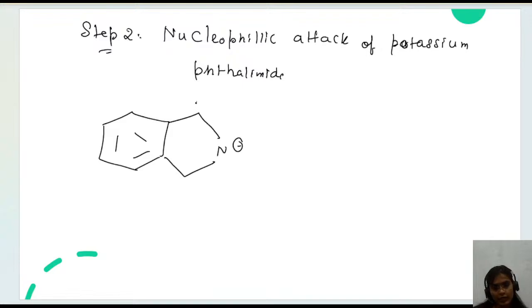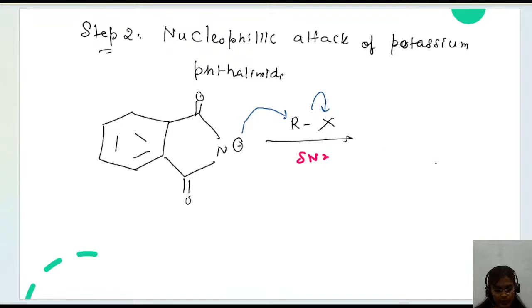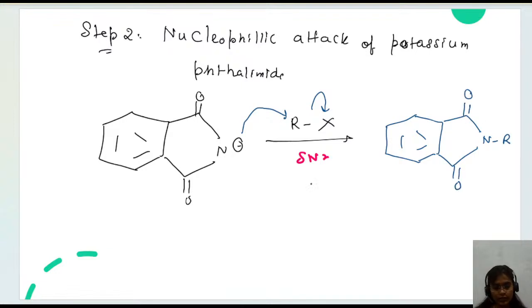So it is negatively charged with a double bond and a double bond here, and this is some RX there. We are going to follow the SN2 mechanism. So what is happening? This N negative attacks here, and X leaves. This benzene and N is now connected with R, double bond and double bond. In this case KX, because the potassium combines with X, KX is released.